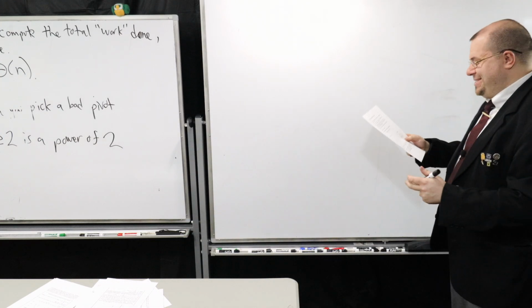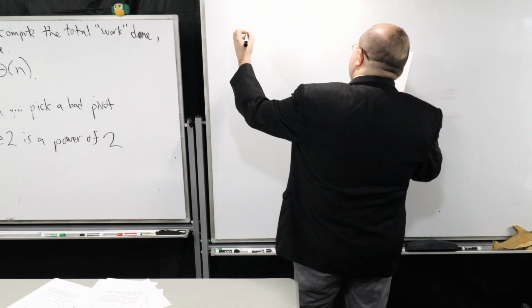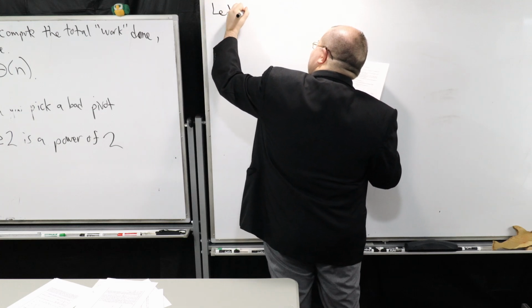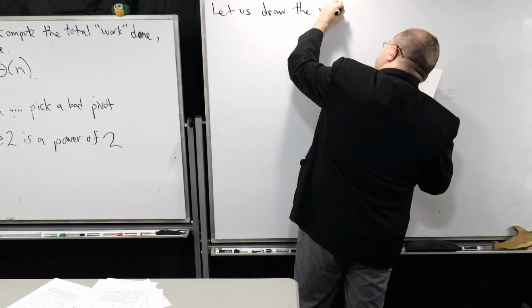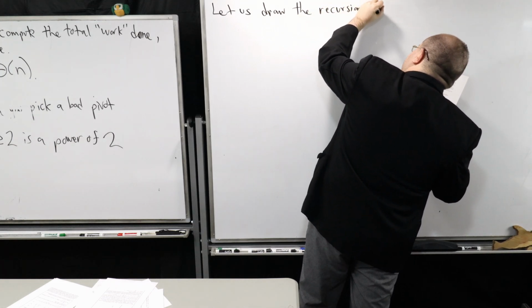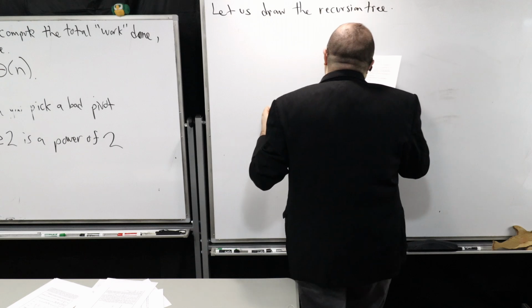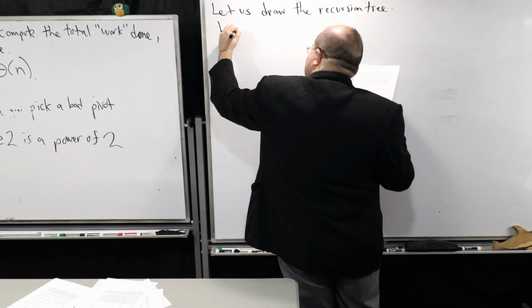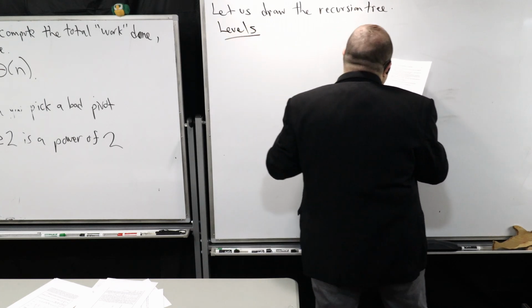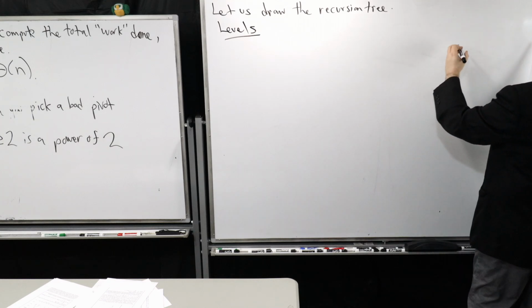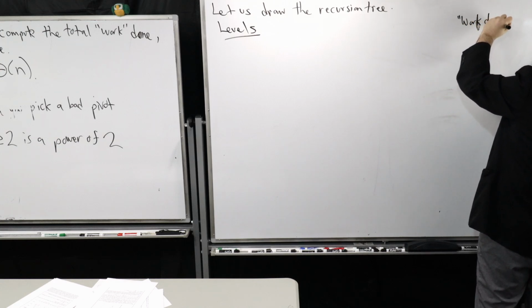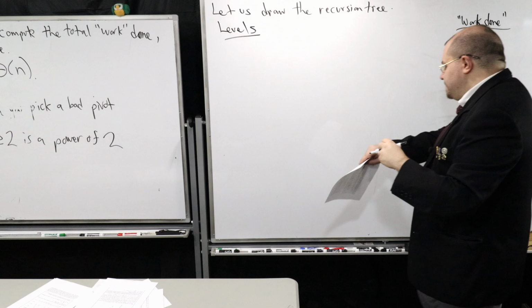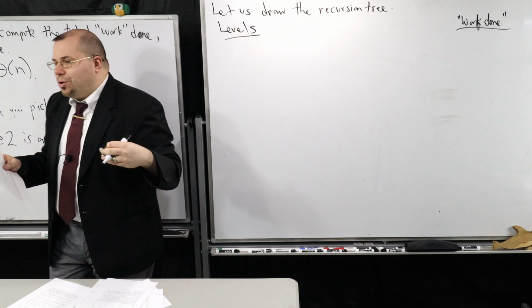So let me proceed. So first, let us draw the recursion tree. That's the first thing I'm going to do. I'm going to have the levels on the leftmost side. I'm going to draw the tree in the middle, and on the rightmost side, I'm going to have the work done. My apologies. Work done. So I'm just going to go through this process.